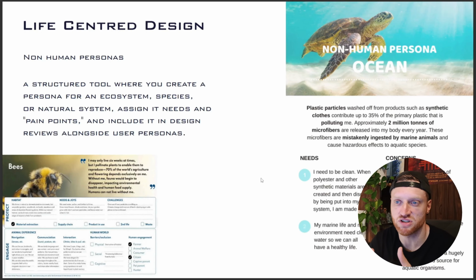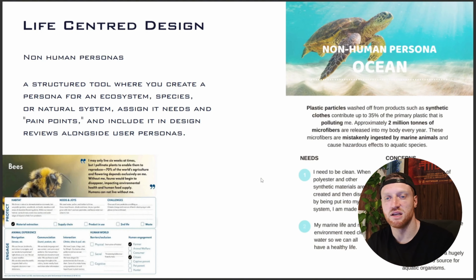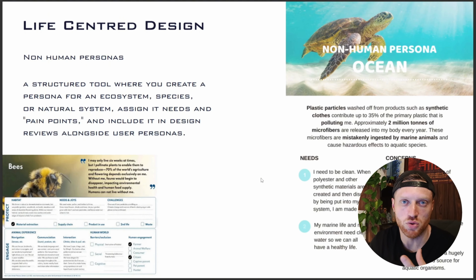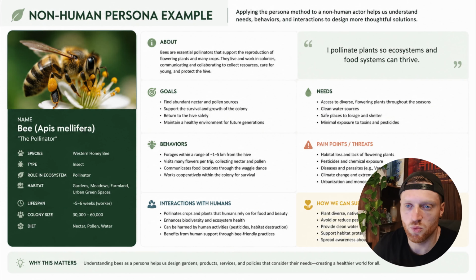So the non-human persona is then just a slight adaptation to an existing tool. This is a structured tool where you create a persona for an ecosystem, a species, a natural system, or whatever, and you assign its needs and its pain points. You include it as a partner persona to design for in reviews. Just what is it? It could be the non-human persona.